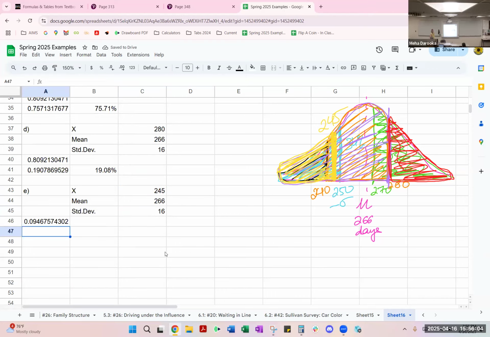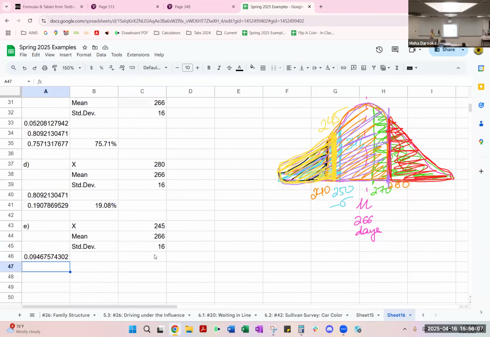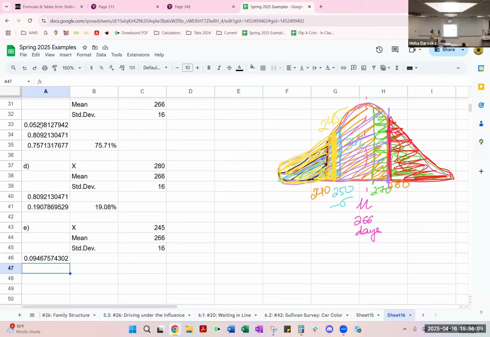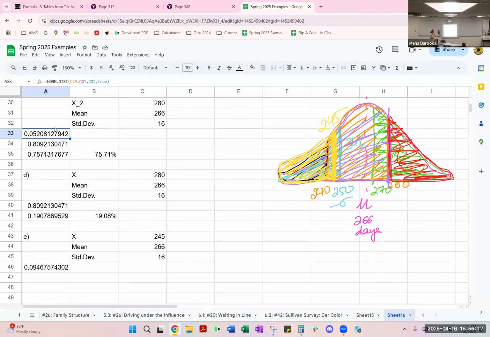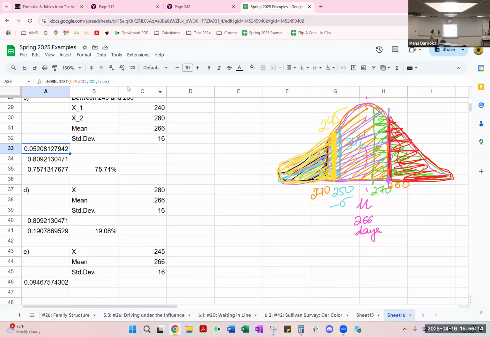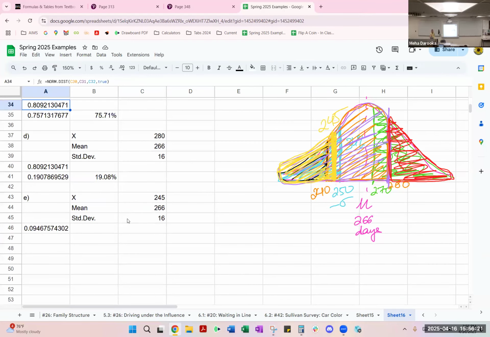Does that seem like a legit answer? This was your number here for 240. You remember from part C. For 240, we got a percentage of 0.05. 245 is giving you a percentage of 0.09. Yeah, because they're not that far away from each other, right? So there should not be a huge difference in probabilities. So that probability is going to be about 9%.